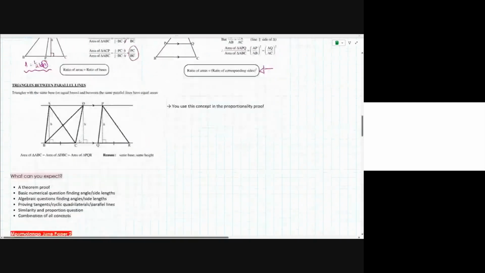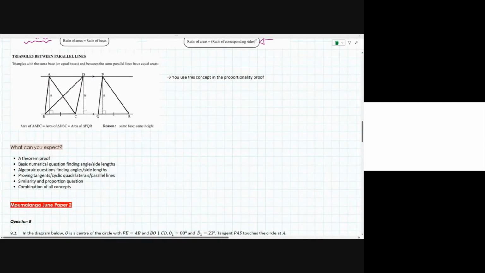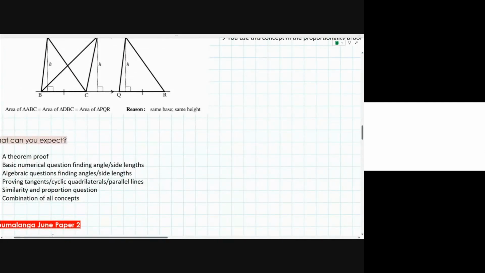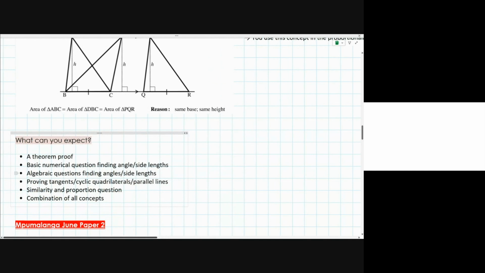Okay. Right, so in terms of the questions that you can expect, I know I'm going through this, but guys, this is very much just content. You have to just know the theorems. You have to understand how to apply them. And obviously, practice makes perfect. So what can you expect for these questions? You're going to get a theorem proof.